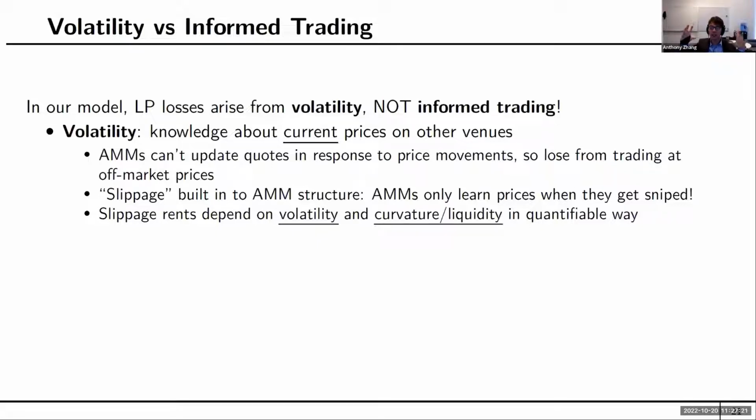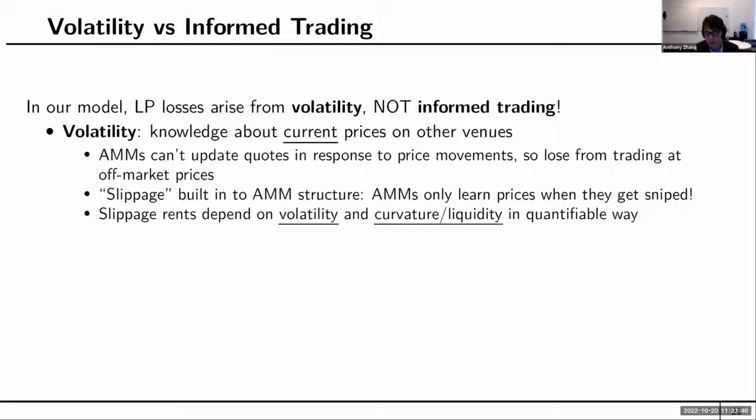AMMs are even in a sense worse, because in the Budish, Cramton, Shim work, the HFT work, you have a race between the guy making the quotes and other guys, and sometimes the guy can cancel his quotes in time, right? AMMs by design cannot update their quotes in response to price movement. So they always lose when prices move. By design, this slippage is built into the AMM structure. They only learn prices move when they get sniped.